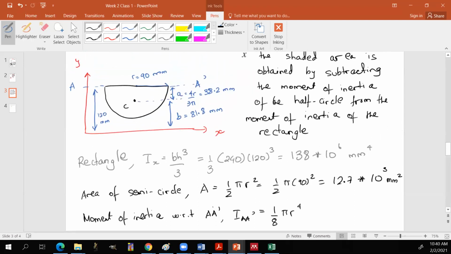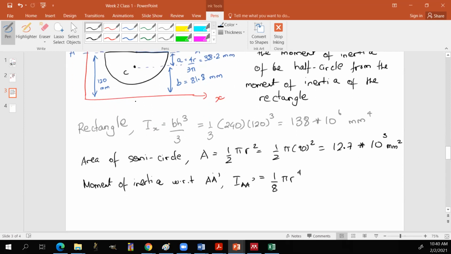So what we're doing right now is we know what the moment of inertia about AA prime is. We will use that, use the parallel axis theorem in reverse to find out what the moment of inertia about the centroid is, and then use the parallel axis theorem again to find out what the moment of inertia about the x-axis is, right? Because the parallel axis theorem only works if you know the moment of inertia about the centroid, right? So this is what we're doing first. We're finding the moment of inertia about the centroid using the parallel axis theorem in reverse, right?